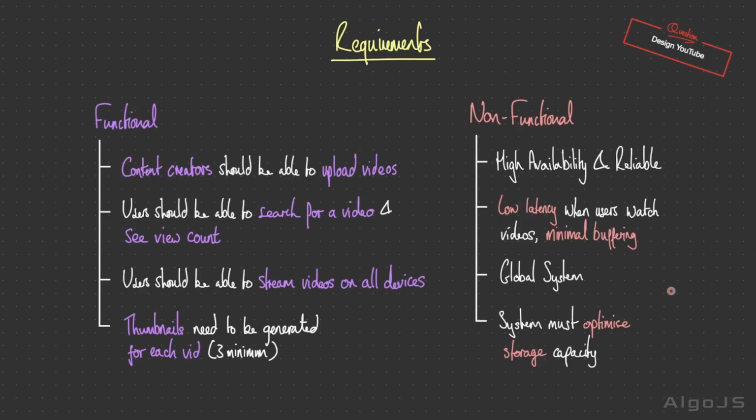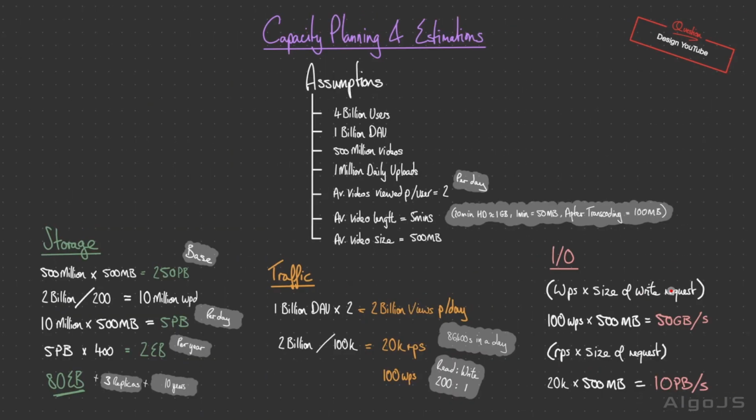Now that requirements are out the way, let's dive into the capacity planning and estimations. Initially, there is a lot to take on board, but we're going to go through this step by step. Let's have a look at the assumptions first. We have to make a fair few assumptions within this system. So let's assume there's 4 billion users in total. 1 billion of these are daily active users, so it's a huge system.